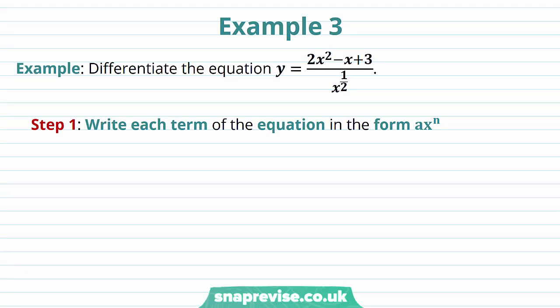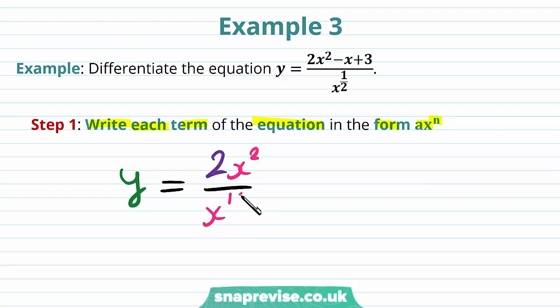Our last example asks us to differentiate the equation y equals 2x squared minus x plus 3 divided by x to the power of 1/2. Our first step is to write each term of the equation in the form ax to the power of n. So our first step, sensibly, is to split up the fraction into 3 separate components. Our first component is our 2x squared divided by x to the power of 1/2. Our second component is minus x divided by x to the power of 1/2. And then our last component is plus 3 divided by x to the power of 1/2.